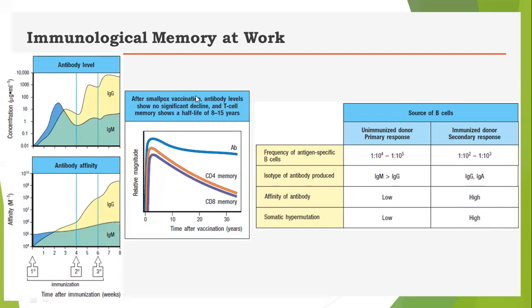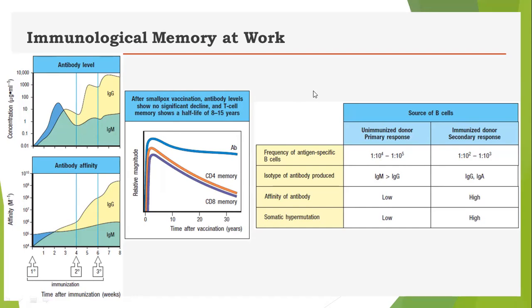After the smallpox vaccination, antibody levels show a significant decline. T cell memory usually has a lifespan of about 8 to 15 years for smallpox, and some people even develop lifelong memory for this particular type of infection.